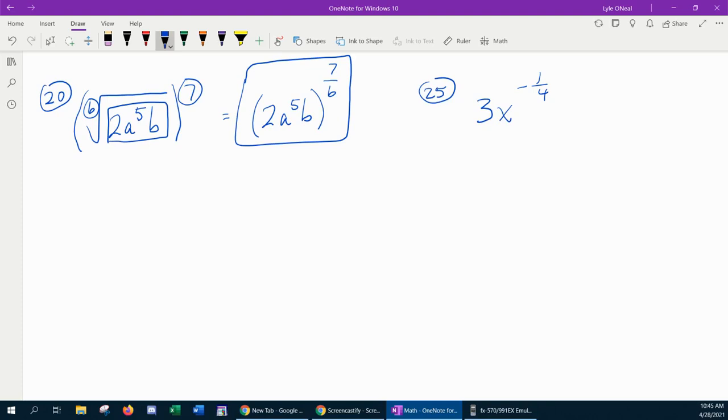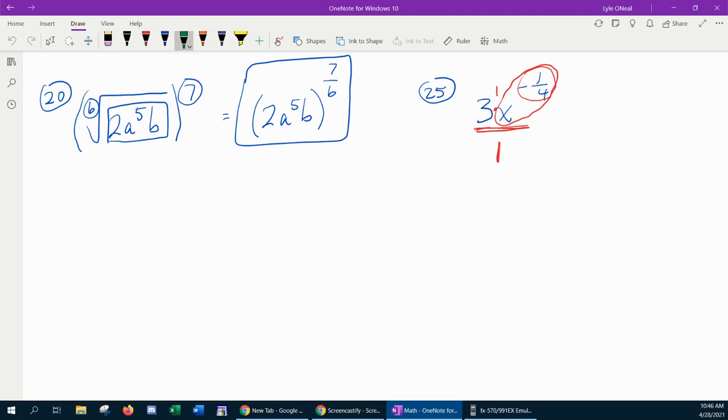Next, number 25, the instructions say to rewrite with positive exponents and simplify. So what you need to notice here is that this expression is made up of two factors, the coefficient and the variable. They each have their own separate exponent. So the 3 has an understood 1 for a power. The x has the negative 1/4 for a power. Only the factor with the negative exponent is going to relocate. Now, what I mean by relocate, I mean we're going to take this expression and F it up. We're going to fraction it up.